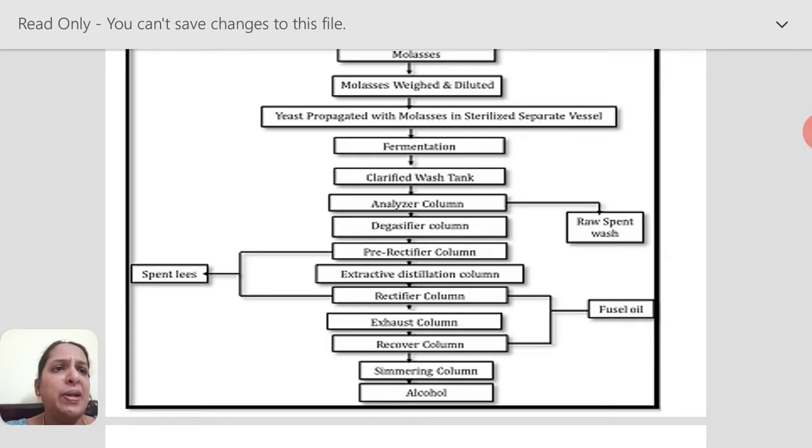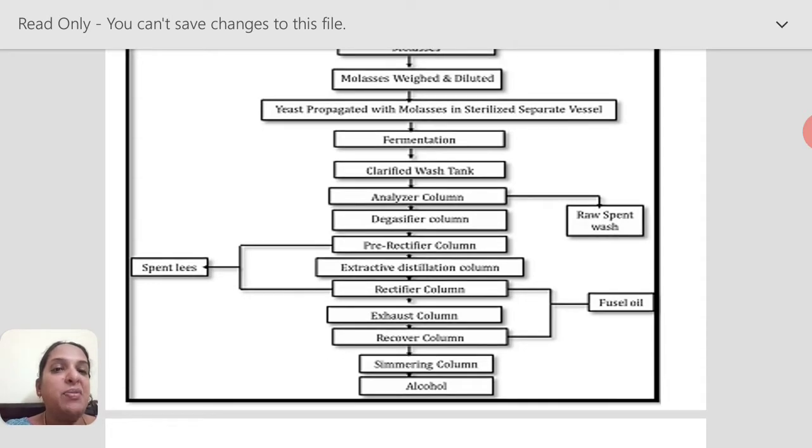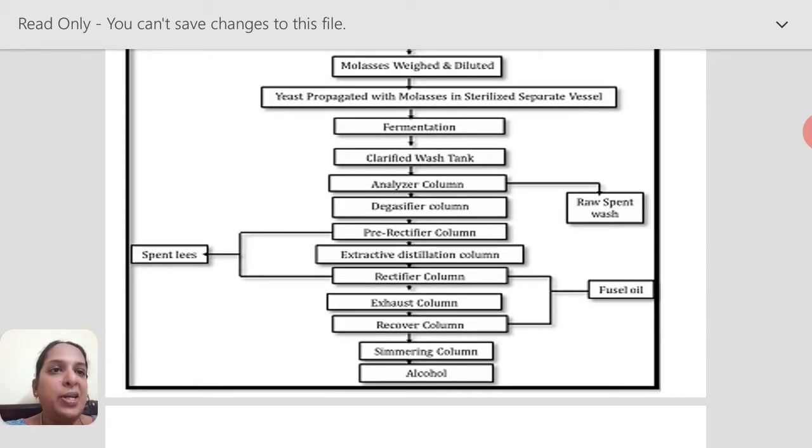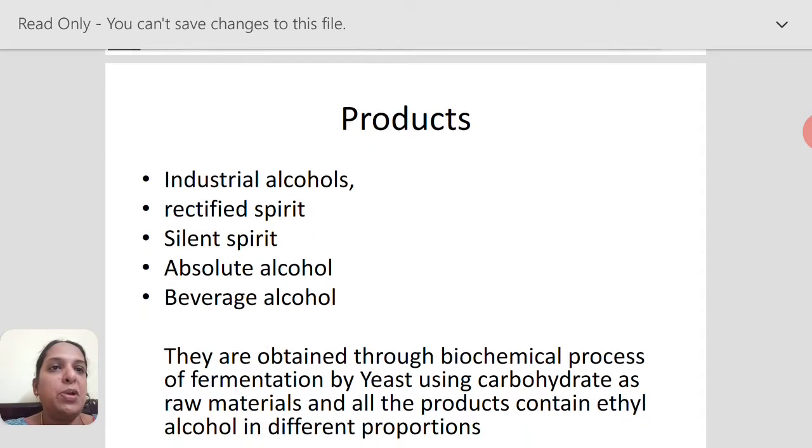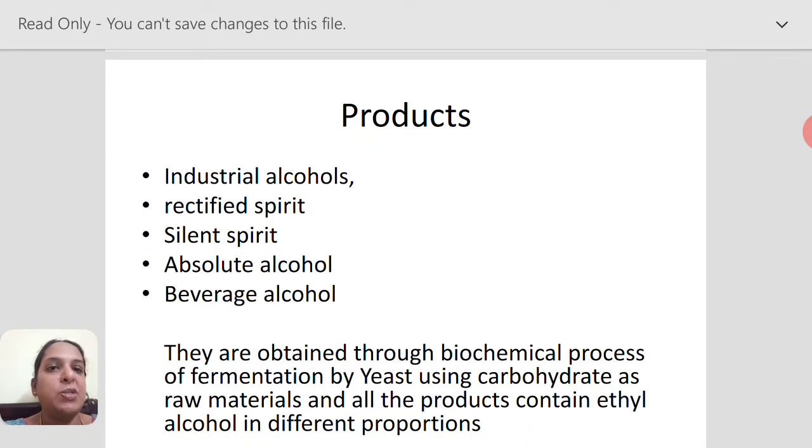The raw spent wastewater coming from the distilleries is a large amount of wastewater, and the distillery industry is one of the industries that generates a large amount of wastewater. Here are the various other columns where you get the range of products from distillery units. These are the products which can be manufactured from distilleries: industrial alcohols, rectified spirit, silent spirit, absolute alcohol, and beverage alcohol.